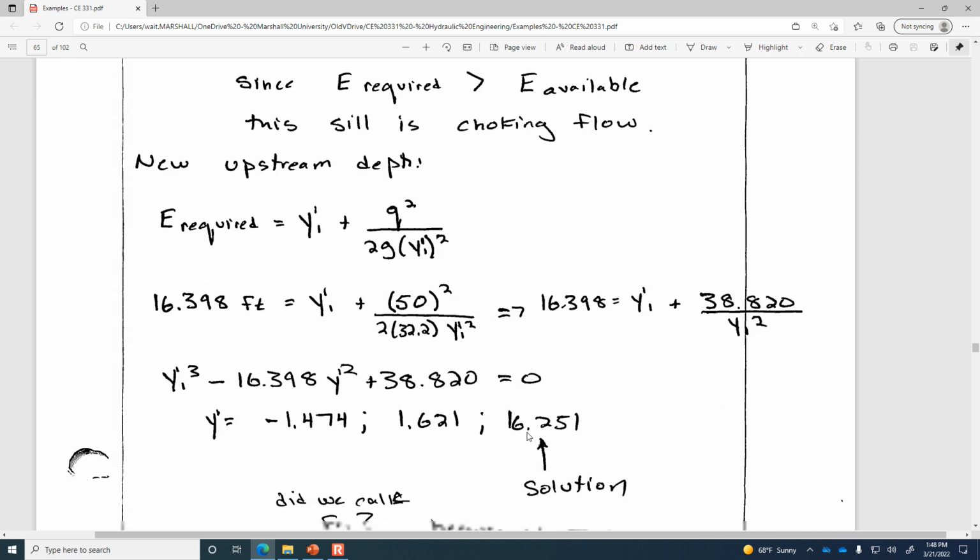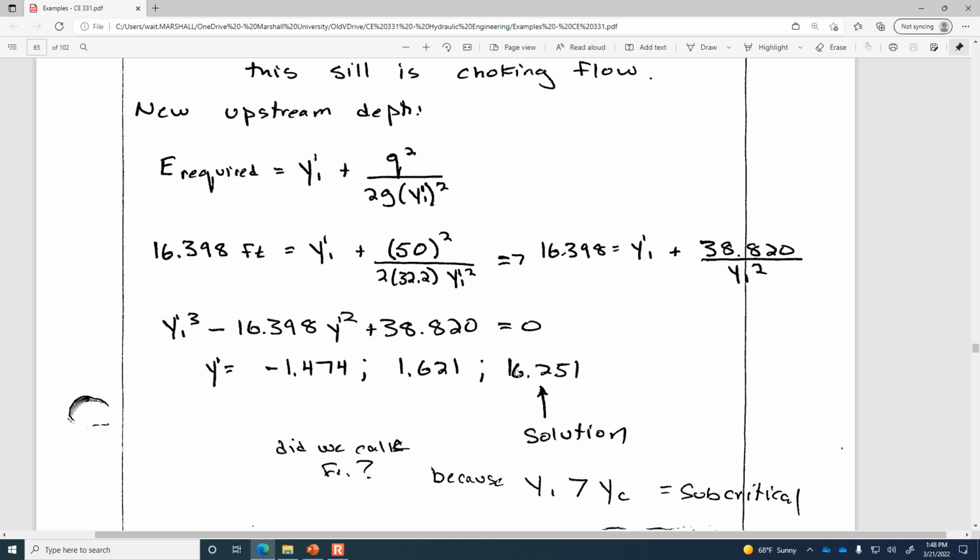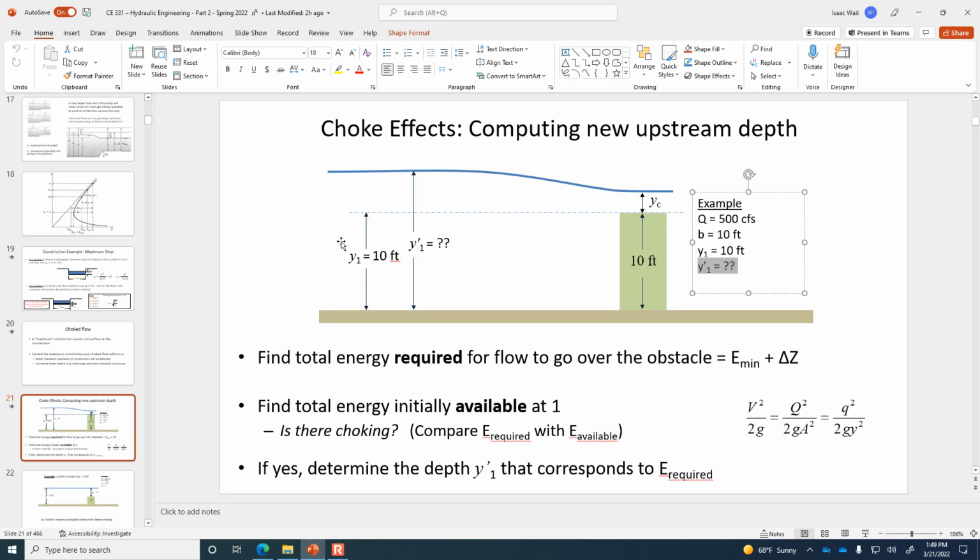Cubic equation, and it's the larger of these two positive roots because it's going to be flowing at subcritical conditions at 1. Because y1 is greater than the critical depth originally, then it's going to be subcritical after the pooling. It's getting deeper, even more subcritical than it was originally. So what that means basically is that the new flow depth is going to be 16.25 feet. So it started at 10 feet and has to get deeper because that's how energy accumulates. You get enough energy to get over the obstruction by allowing the water to get deeper and deeper. So now energy available equals energy required after the pooling.